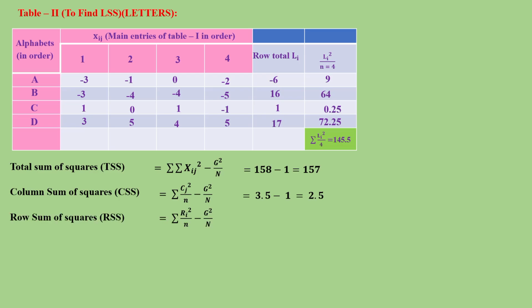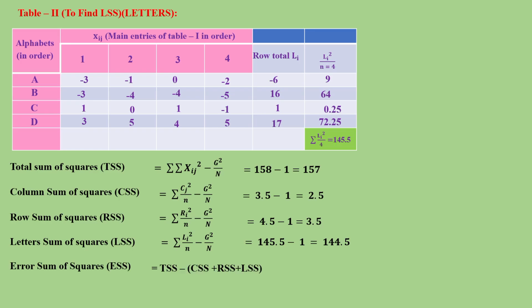Row sum of square, sigma Ri square by n minus G square by n. 4.5 minus 1, 3.5. Then letter sum of square from this table, right? From the above table, summation Li square by n minus G square by n. So 145.5 minus 1, 144.5. Then error sum of square, TSS minus (CSS plus RSS plus LSS). So 157 minus (2.5 plus 3.5 plus 144.5), you will get 6.5.